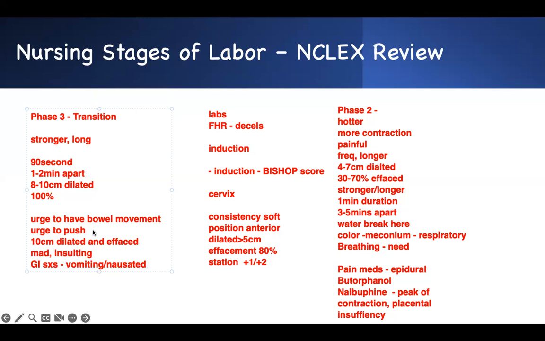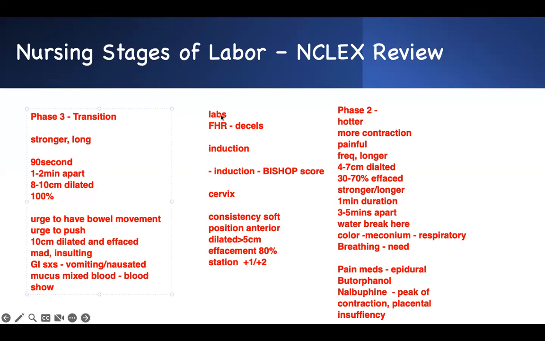Okay, so they should not push until they are about 10 centimeters dilated, you know. And then you see some mucus mixed with blood. This is bloody show. It's not bleeding. That tells you they're ready to have the baby. We are in full mode. We can't go back anymore. So pay attention to that. These are the things that happen. You have to know in the transition phase: bloody show, GI symptoms, mad at people, 10 centimeters dilated, and urge to poop. So this is phase 3.